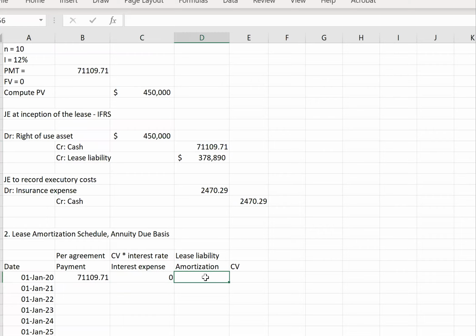And our lease amortization is 0. Our lease amortization, so our carrying value is this amount here, 378,890. And that's what we put onto our balance sheet when we first started. Our payment here. So the way that we calculate the amortization is it's the payment minus the interest expense. Minus the interest expense is going to give you your lease amortization. Okay, and that is going to give us our carrying value there.